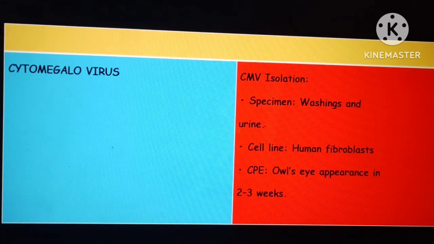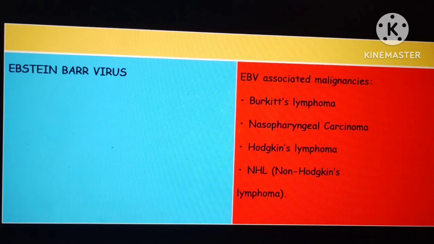So coming to how you will collect the sample: you will be taking washings and urine, and cell line here is human fibroblast, and there will be an owl's eye appearance.